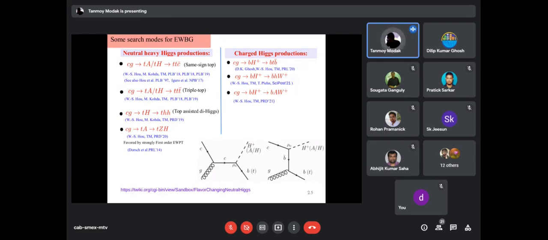And if you are interested, you can have a look at this wiki page, where you have these neutral Higgs production processes and model files. You can simulate them, cross-check, and see whether these are reasonable processes. So far, I have not had any time to create a wiki page for the charged Higgs. I'm trying, but I'm occupied with some other things and couldn't find the time.